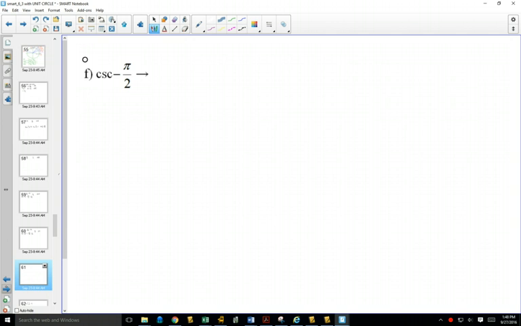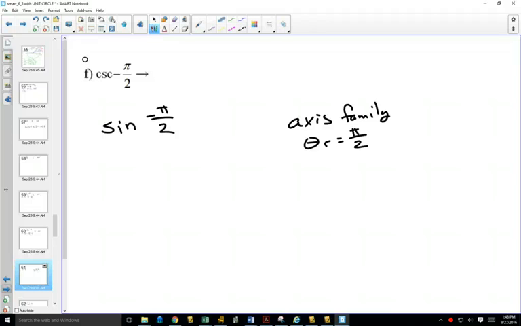And our last one here, cosecant of negative pi over 2. So we're going to think about sine of negative pi over 2. Can you see that this is part of your axes family? Which means that your reference angle is pi over 2, and it's not in a quadrant. In this case, negative pi over 2 would be between quadrant 3 and quadrant 4.